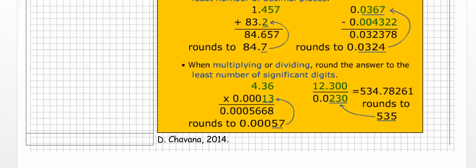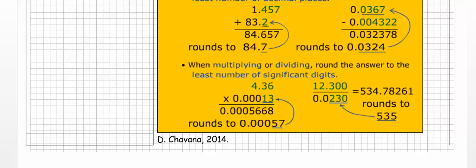The calculator gives me 534.78261, but I can only have 3 significant digits. So I'm going to look to this 4, that's the 3rd significant digit, and ask myself, do I push it up or not? Indeed, I do. 7 is bigger than 5, so I'm going to push this 4 up to a 5, and I get 535. That's my final answer. That's the quotient that I'm looking for. Okay? Does that make sense?